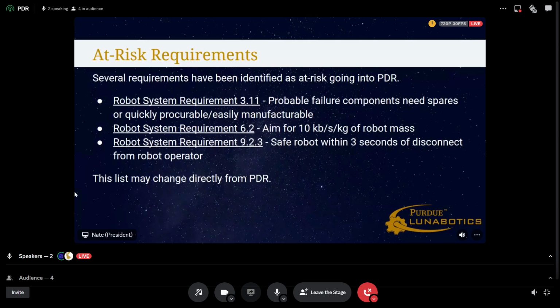If the occurrence is at a 7 or higher, then that would be considered probable failure. And so any components or subsystems that you analyze that have a probable failure of 7 or higher, you'll need to look at and see if you can have spares available for it during competition, procurable overnight at the competition, or makeable at the competition using the resources that they provide.